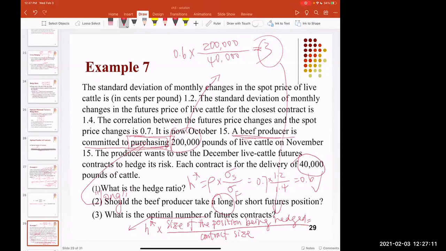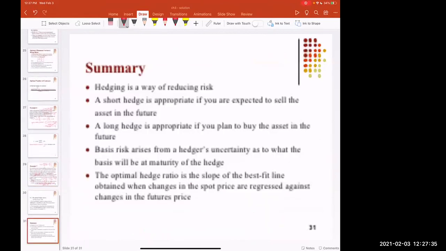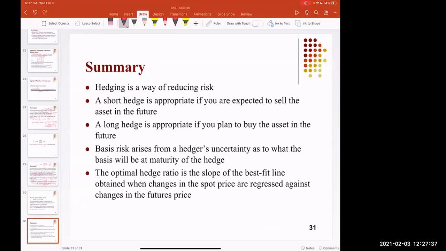Okay, so we basically finished all the material in chapter 3. This chapter is quite simple and mostly requires your understanding about hedging, about the hedging strategy. You use the futures and forwards. So last summary, hedging is a way to reduce risk. A short hedge is appropriate if you expect to sell in the future. A long hedge is appropriate if you plan to buy the assets.